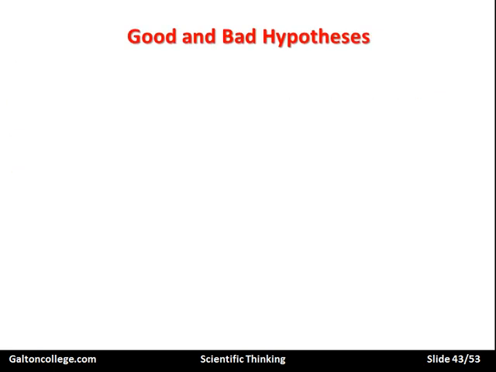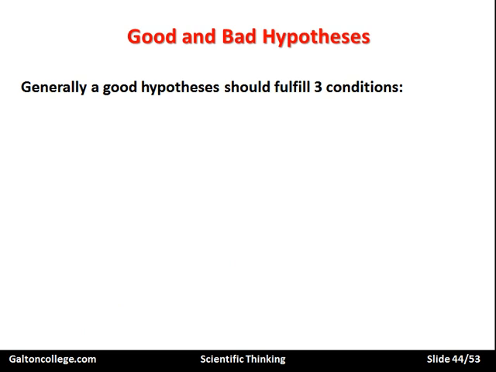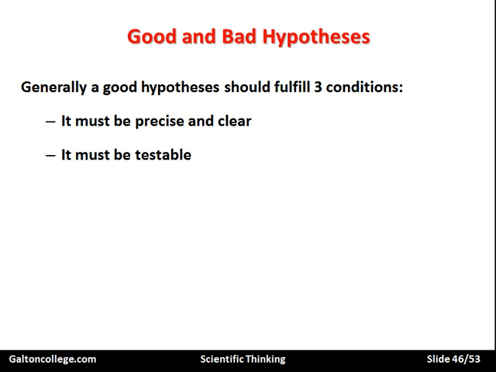Now there are good and bad hypotheses. Generally, a good hypothesis should fulfill three conditions. A good hypothesis should be clear and precise. The one I had was a good one. A change in price leads to a change in sales. That's clear. It's very precise as well. It must be testable. Well, my hypothesis just now was testable. Get the data, test it. So it must be testable to make it a good hypothesis.